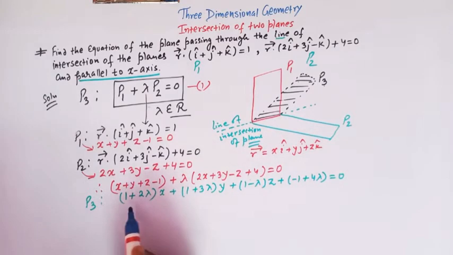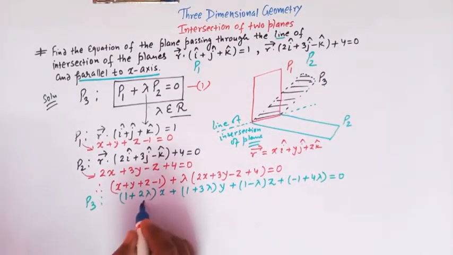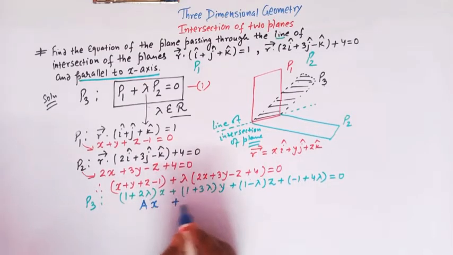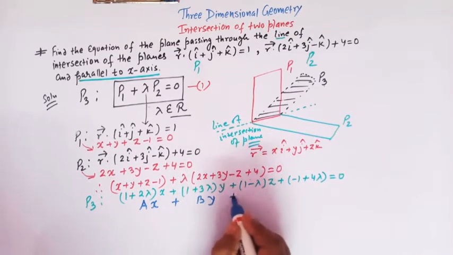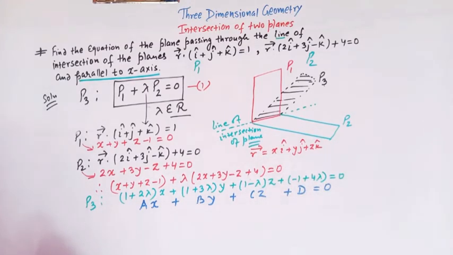Now viewers, the equation of this plane P3 is of this form, Ax plus By plus Cz plus D is equal to 0.